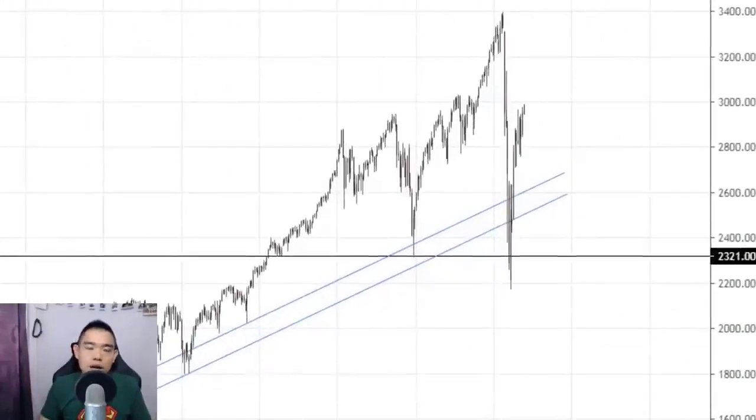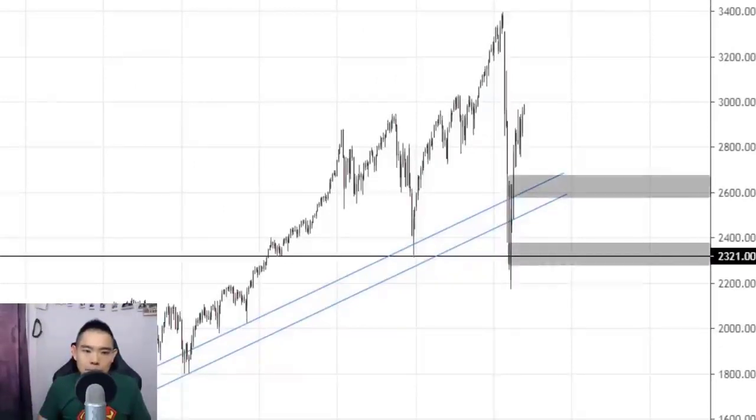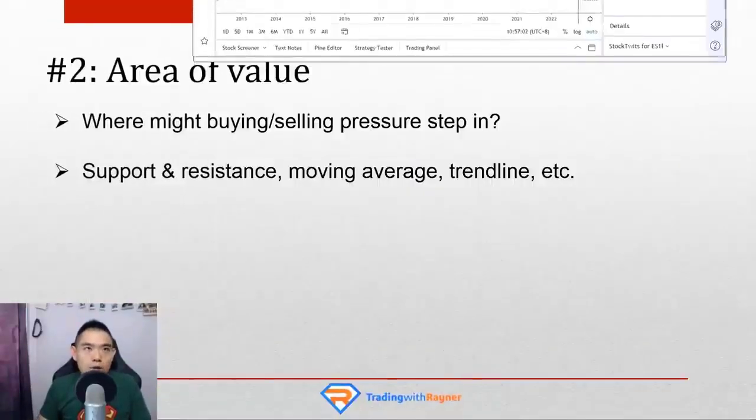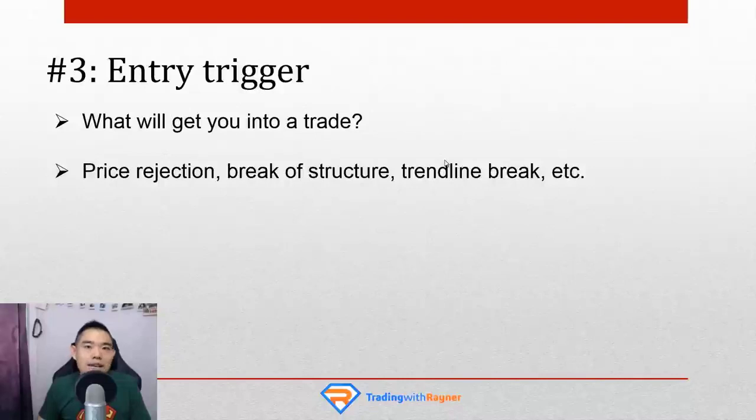So this means when you are looking for buying opportunities, this is a potential area to look for buying opportunities. This is another one. Once you have identified your area of value, it doesn't mean you buy the moment the price comes into an area of value, because you want to look for confirmation that buyers are stepping in, ready to take the price higher. So this is where you move on to the third thing to look out for, the entry trigger.